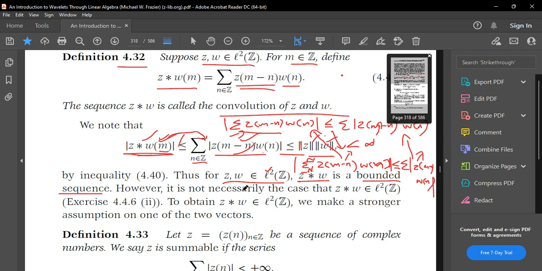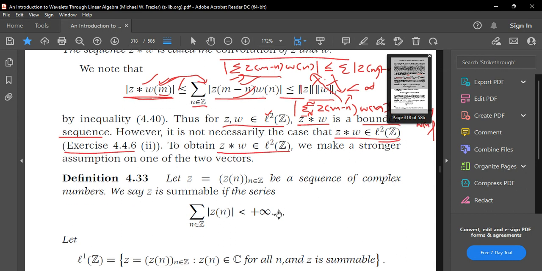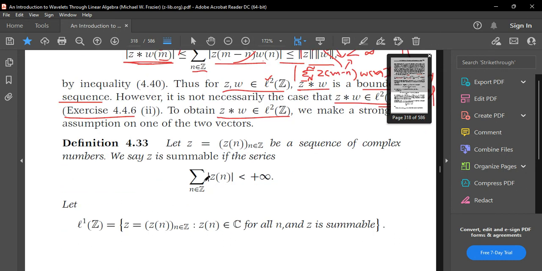In this, it is not necessary that z star w belongs to L2 of z. We have defined z star w for z, w belonging to L2 of z, but here we have noted this summation, and it is not necessary that the summation belongs to L2 of z. The answer is in exercise 4.4.6.2 in the solution manual. For z star w to become an element of L2 of z, we will make another statement regarding this.